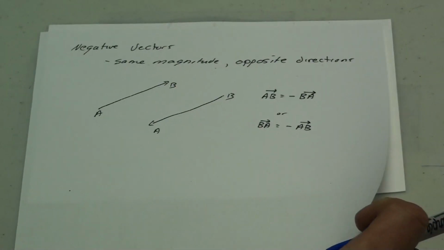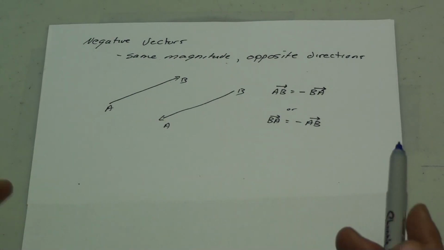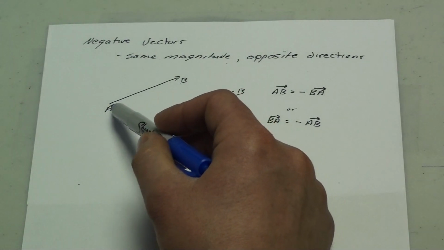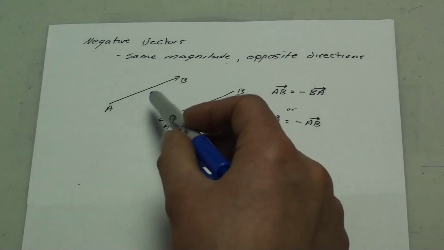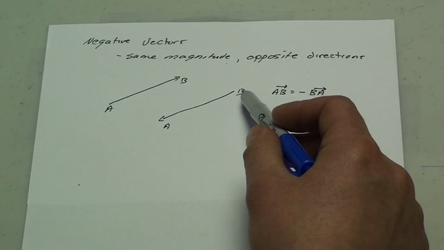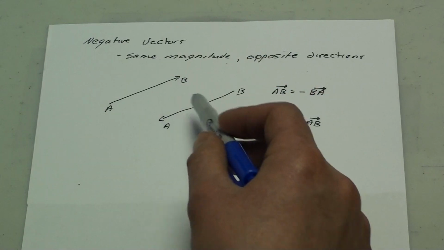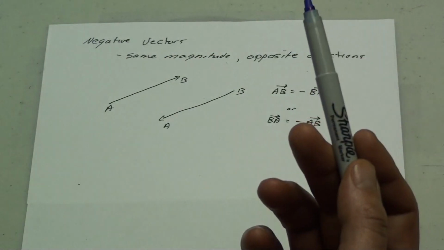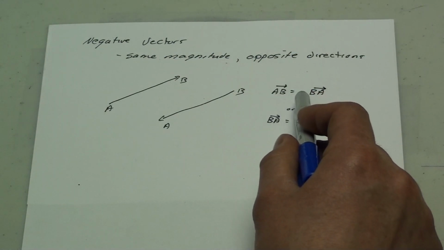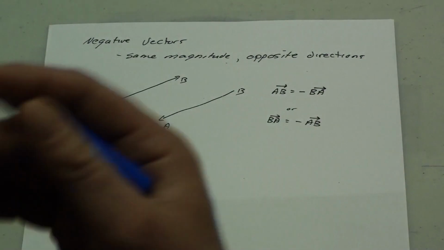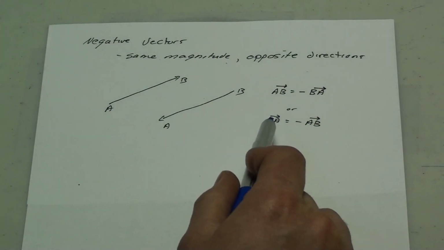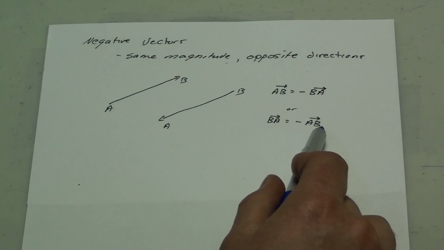Negative vectors go in opposite directions. Here I have going from A to B, that is vector AB, versus going from B to A, that is vector BA. AB and BA are negatives of each other. Vector AB is the negative of BA. They're going in opposite directions. Or vector BA is the negative of AB.